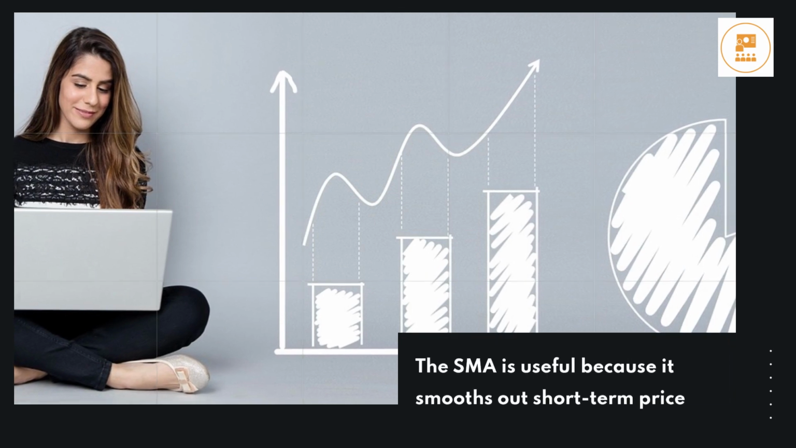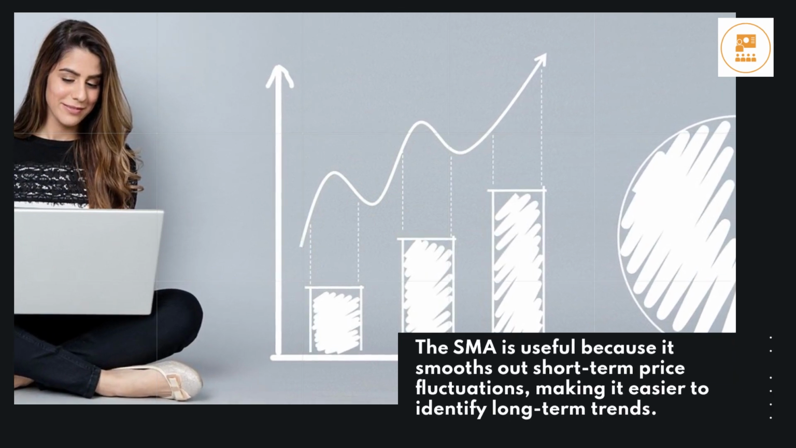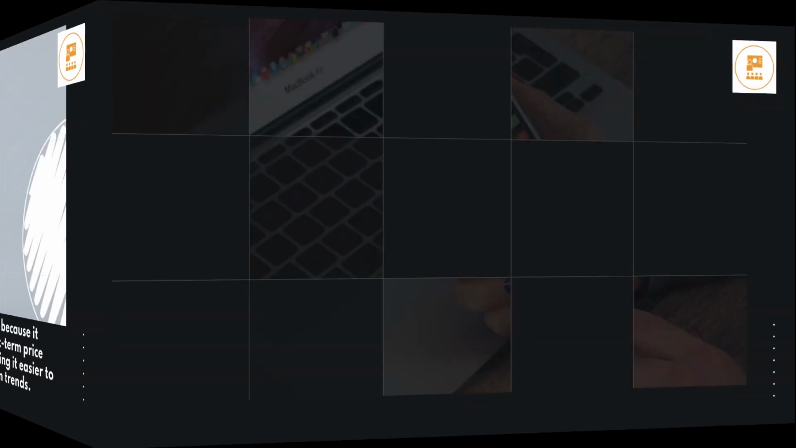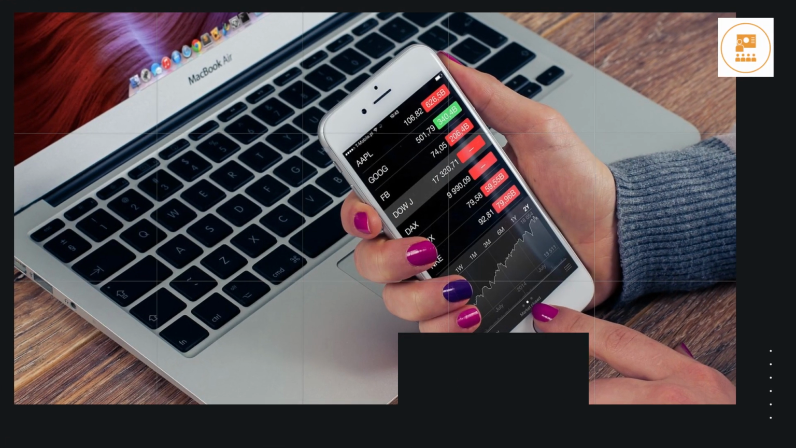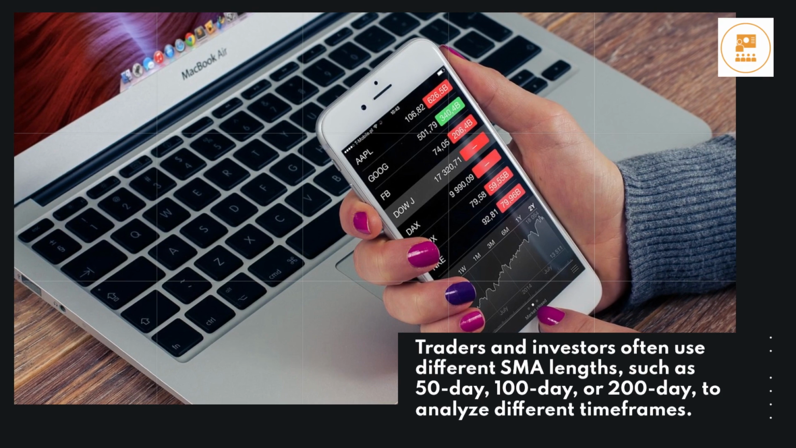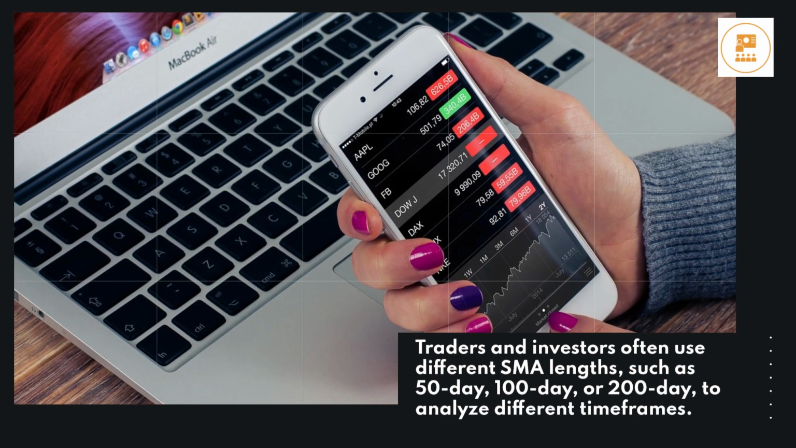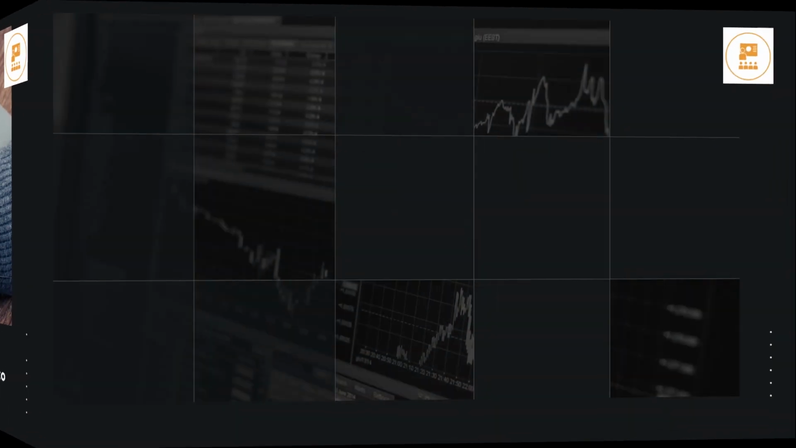The SMA is useful because it smooths out short-term price fluctuations, making it easier to identify long-term trends. Traders and investors often use different SMA lengths, such as 50-day, 100-day, or 200-day, to analyze different timeframes.